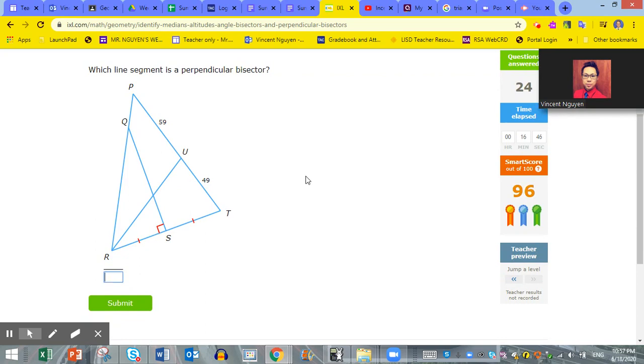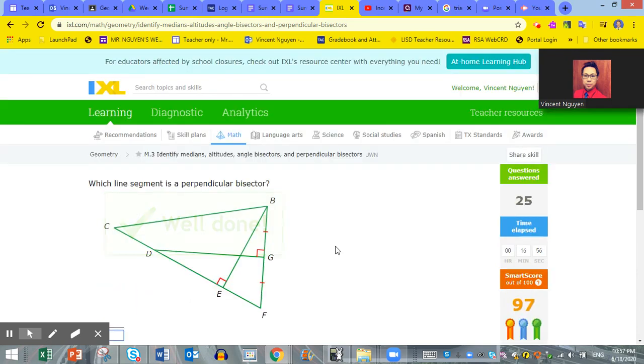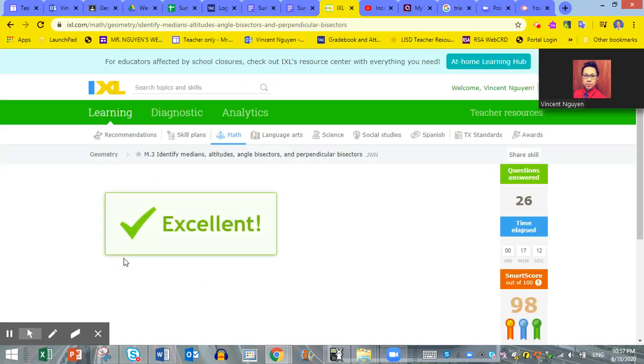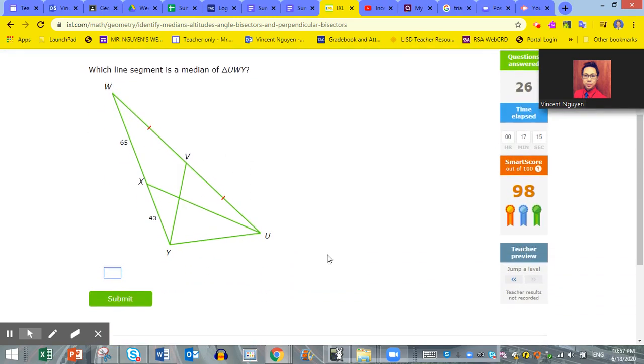A line segment that is a perpendicular bisector. A perpendicular bisector, I remind you, does not come from the vertex. So I'm going to say QS, or SQ if you want. It's not wrong. A perpendicular bisector does not come from the vertex and is perpendicular and it cuts the side in half. So I'm going to say DG. Submit. Okay, 98. We're almost there, guys.